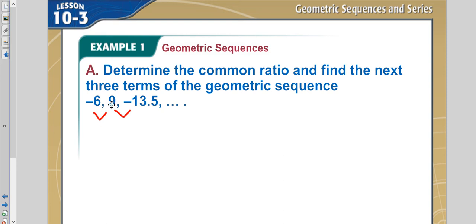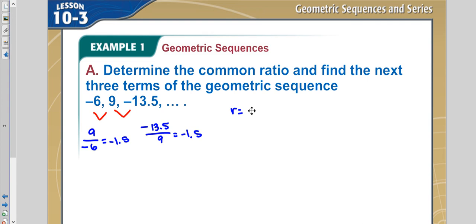The way to determine is you take the second term and divide it by the previous term. So if we took 9 and divided by -6, we would get -1.5. Now if this is geometric, then the next term needs to be the same. So we take our third term, which is -13.5, and divide that by the second term, which is 9. This also is -1.5. So it is, in fact, geometric.